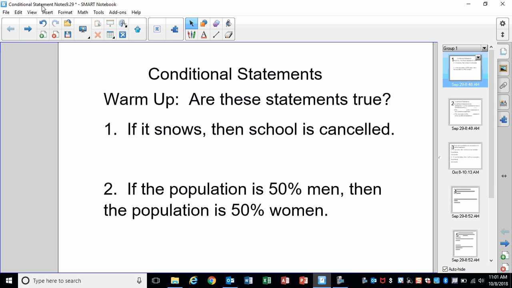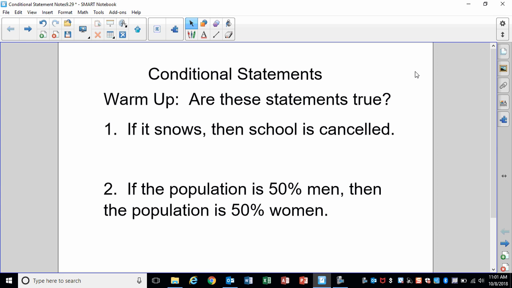Okay, today we will be learning about conditional statements. And right now I just want you to look through this warm-up and answer these two questions as true or false. We will talk about those in class if you have any questions about what you are seeing here. So go ahead and pause the video and work through those questions now.